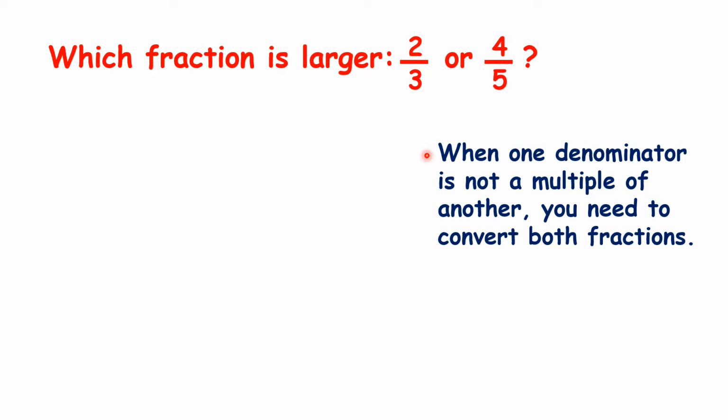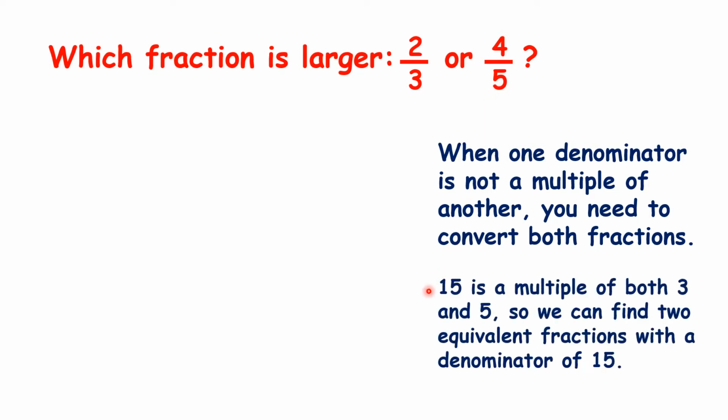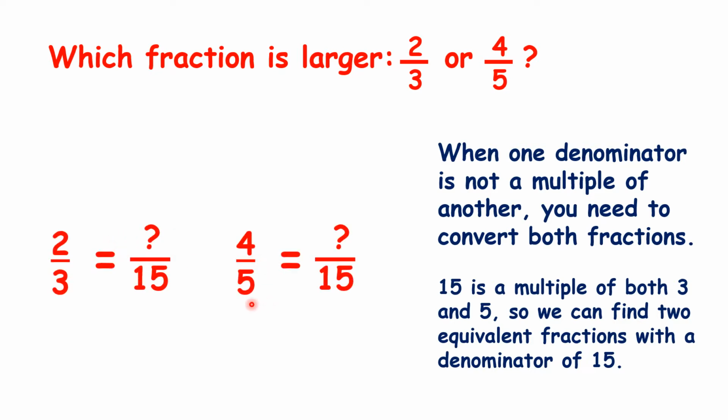So we need a number for our denominator, which is in both the 3 and the 5 times table. 15 is a multiple of both 3 and 5, so we can find two equivalent fractions with a denominator of 15. We need to convert both 2/3 and 4/5 into 15ths.